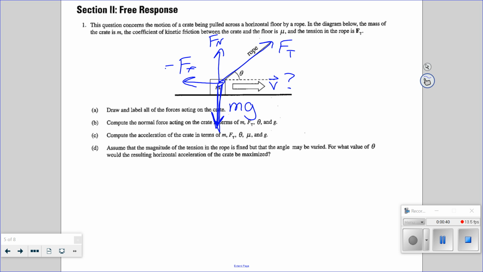Whenever I have some friction, I like to write down mu times F sub n, just to remind myself. Okay, I did it. Any other forces? Sure. Oh, I will. Hold on. It just says label them.